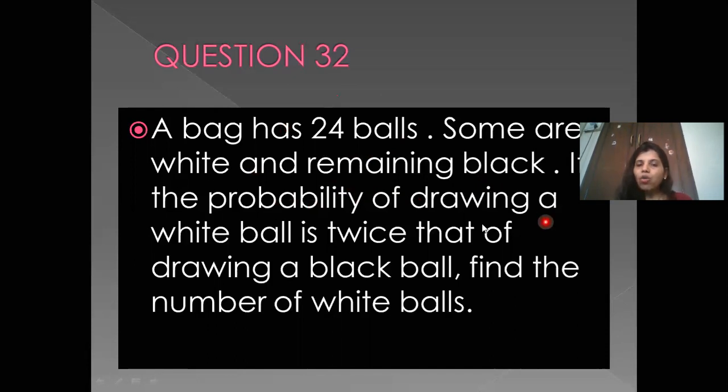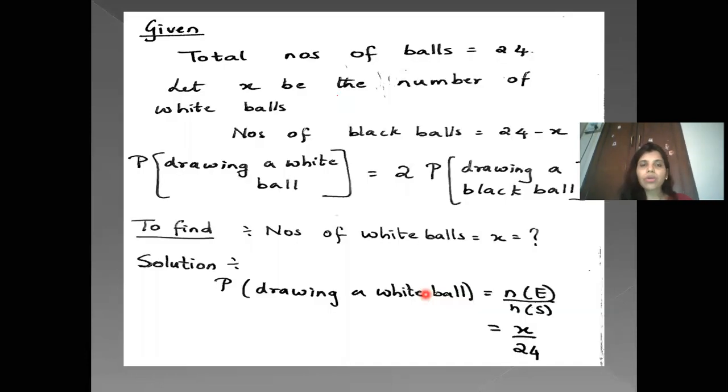If the probability of drawing a white ball is twice the probability of drawing a black ball, find the number of white balls. So what you have to do is, whichever number of balls you have to find, you assume as X. Total number of balls is 24. So white balls, because we have to find that value, we'll assume it as X. Number of black balls is 24 minus X, because the total number of balls in the bag is 24, and if you remove the white balls out of it, it becomes 24 minus X.